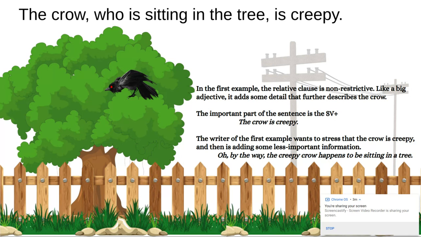So when we think of our non-restrictive clause, we're going to think of it like a really big adjective, okay? And that's why it's separated by those commas. Those commas feel almost parenthetical, like not necessarily essential information to get to the gist of what that sentence is actually trying to say, right? Because the sentence was saying the crow is creepy, but the crow just happened to be sitting in the tree too.